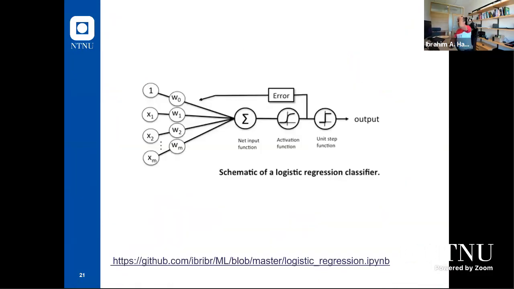So this is the model. How does the logistic regression model look? We also have this one on GitHub. You can try it. But this is the model, how the model will look like. So you have a number of inputs, x1, x2, x3, and xn.